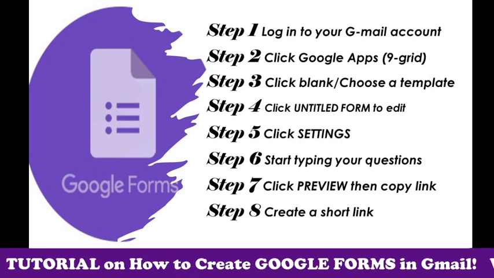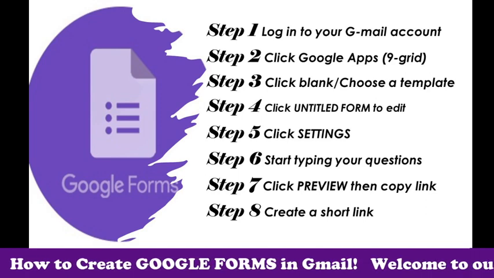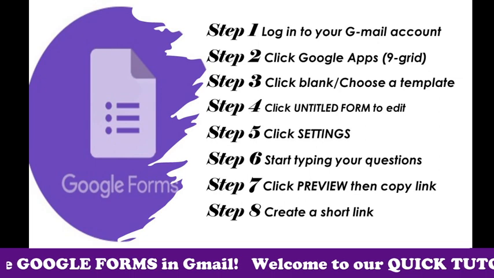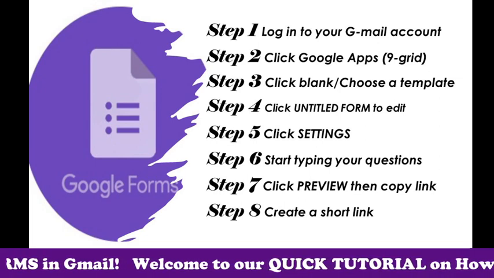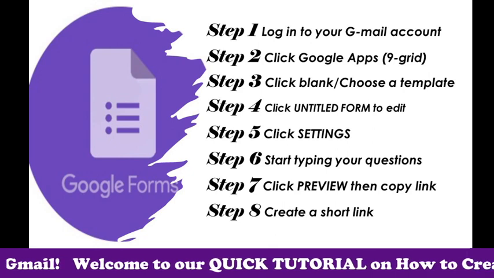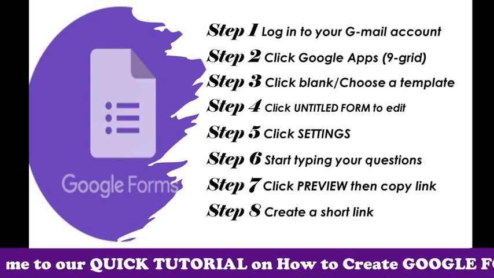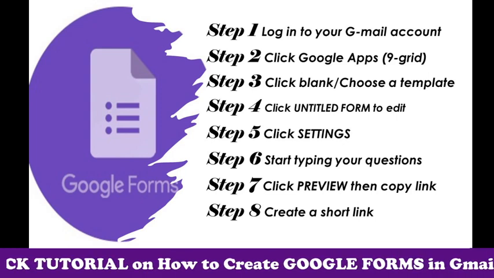Step 1. Log into your Gmail account. Step 2. Click Google Apps. Step 3. Click blank or choose a template. Step 4. Click Untitled Form to edit. Step 5. Click Settings. Step 6. Start typing your questions. Step 7. Click Preview, then copy link. And then Step 8. Create a short link.